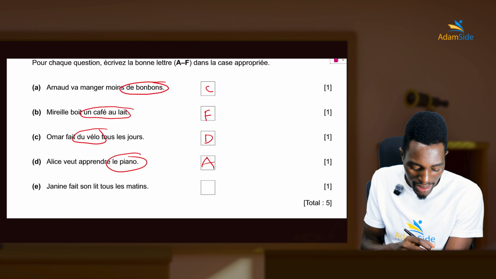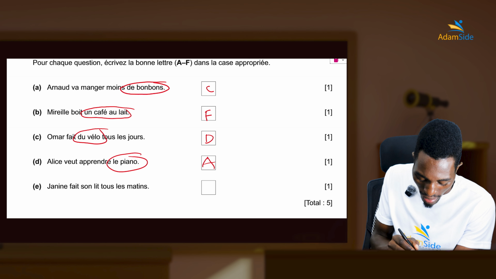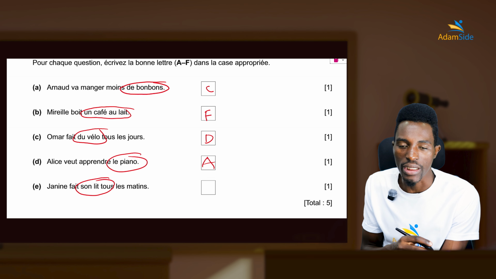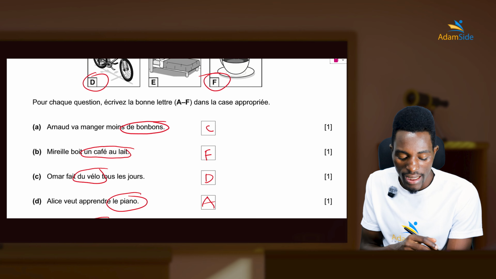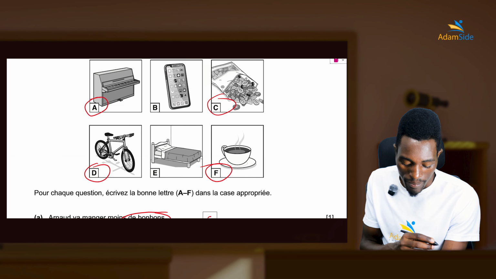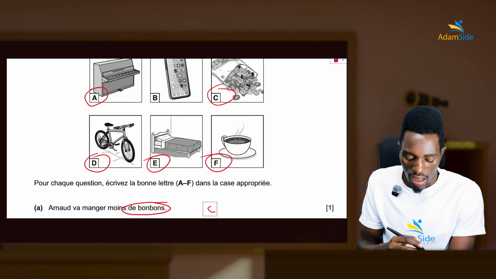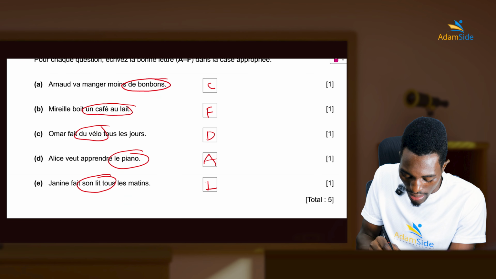And the last one is Janine fait son lit tous les matins. Janine makes her bed every morning. So we have to go to the pictures and see where the bed is. Le lit, c'est bed. So we find that it is letter E. So we come and write letter E.